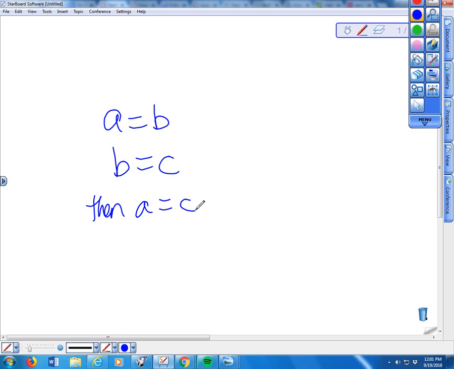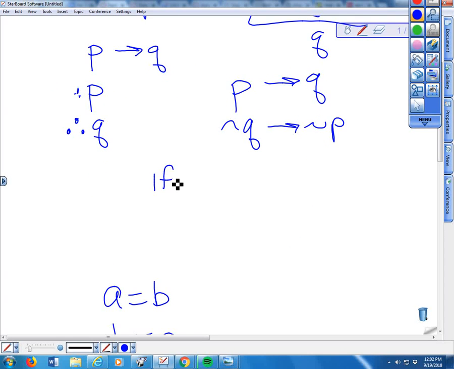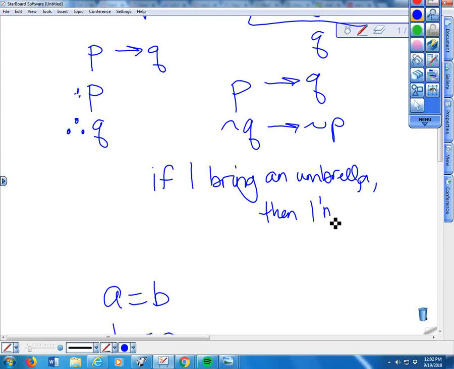Okay? Law of syllogism works this way. I have to have two conditionals. Here's one. If it's raining, then I'll bring an umbrella. I need to have another one that says, if I bring an umbrella, I'm going to make something up. Then I'm late to work.